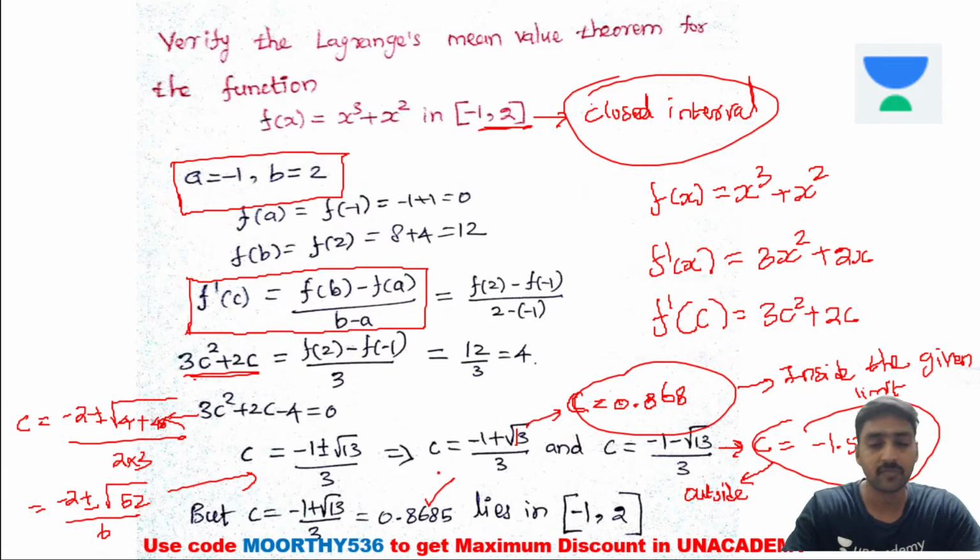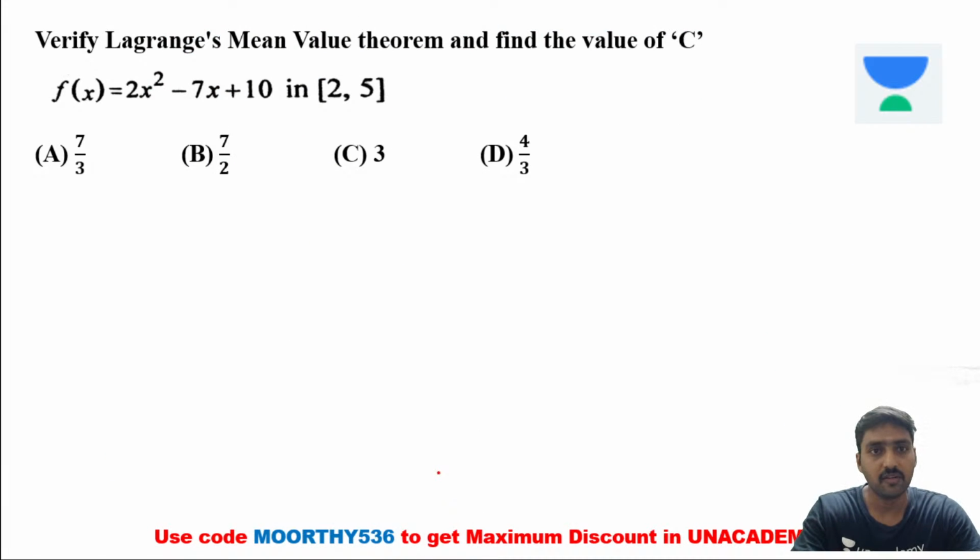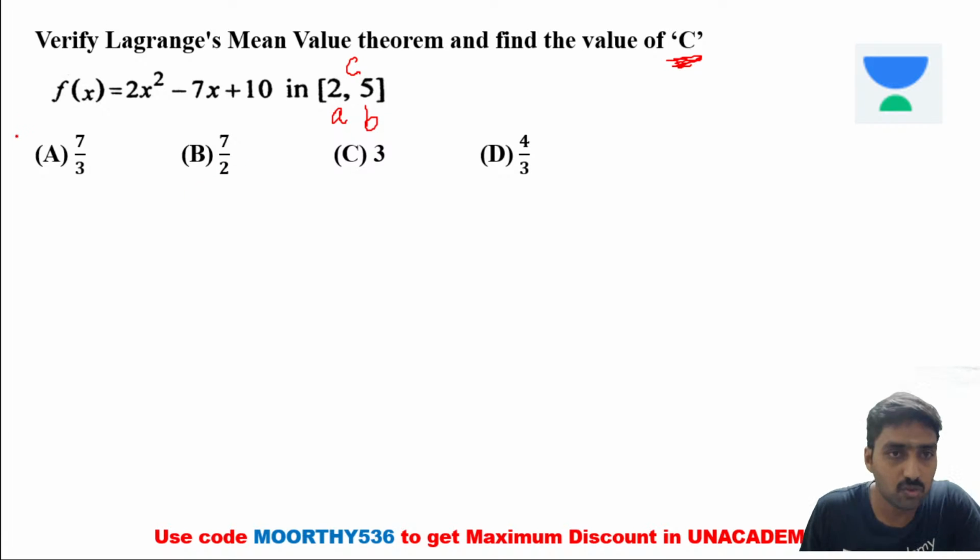Now a few example questions as well as previous questions we are going to discuss in the part of the mean value theorem. Verify Lagrange's mean value theorem and find the value of C. By using Lagrange's mean value theorem, we need to identify the value of C, the intermediate point. What does intermediate point mean? Point C lies between these two points A and B, and we need to identify its value.